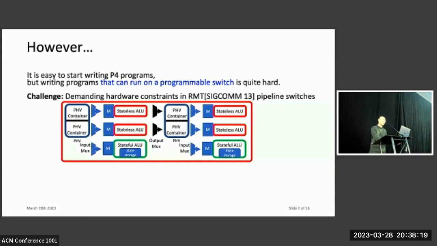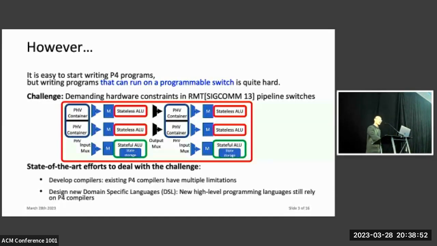So what is RMT? RMT is short for reconfigurable match table. It was proposed in SIGCOMM 2013. In this figure, we can see that PHV containers are used to store the network packet fields. Stateless ALUs can modify the network packet fields, and stateful ALUs can modify both persistent switch state and packet fields. Input muxes determine the input of each ALU, and output muxes decide which variable will be passed to the next stage. The structure is similar across stages.